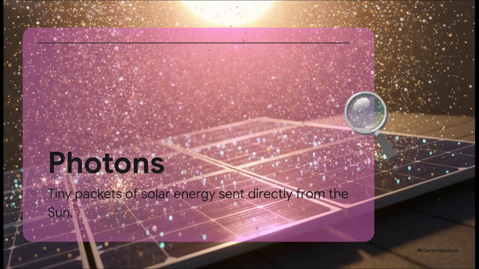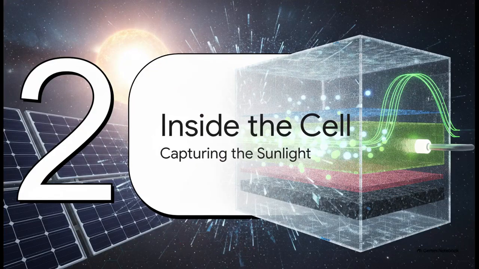But what are photons exactly? Well, they're these tiny, microscopic packets of solar energy. Just imagine them hurtling through space from the sun, eventually crashing right into the dark, highly engineered surfaces of rooftop panels. Which brings us to part 2, inside the photovoltaic cell.